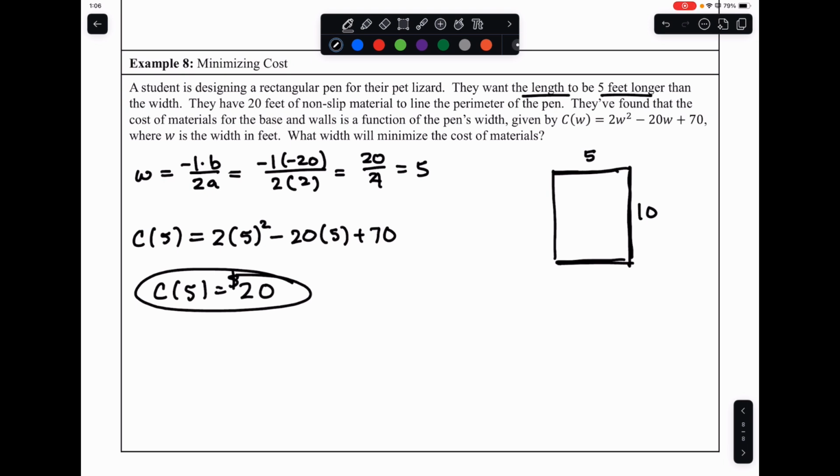If he does any other dimensions, it might increase the price. This would be the minimum price for such a thing.